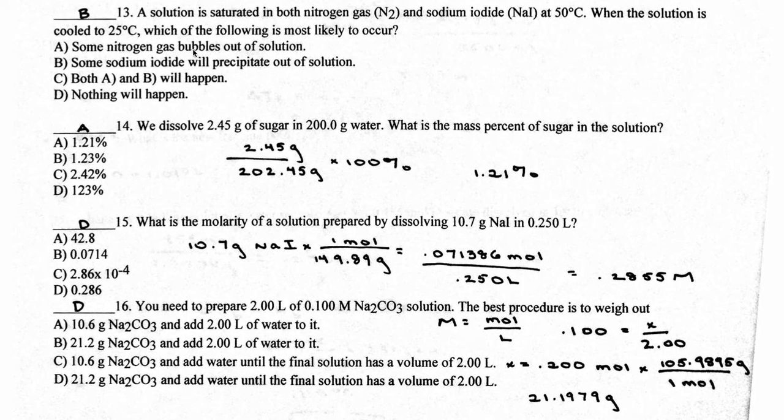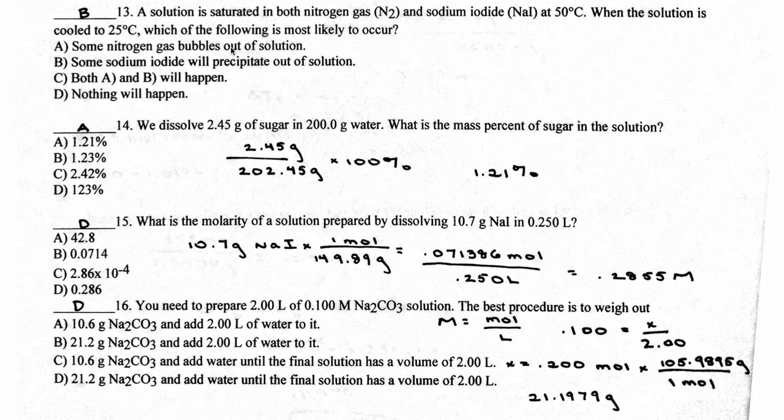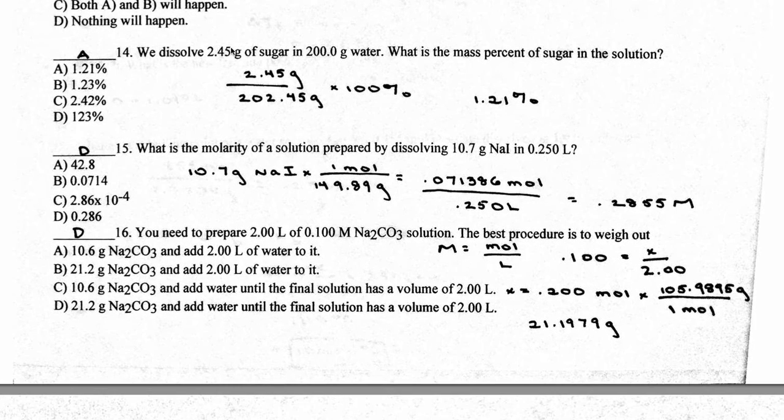When it says it would bubble out of solution, that means that it's less soluble. So that wouldn't happen, because the gas actually becomes more soluble. All right, we dissolve this amount of sugar in that. What is the mass percent?